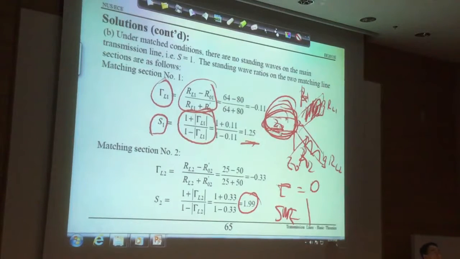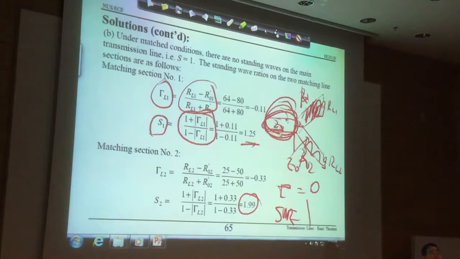Who has attempted the tutorial questions on transmission line? Anyone has tried tutorial questions on transmission line? No one? Easier than your assignment.